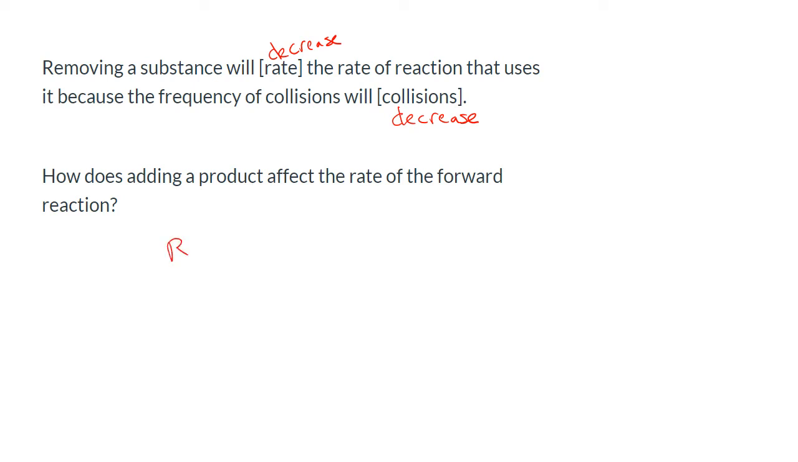Well, we have reactants in equilibrium with products. The forward reaction uses reactants. So if you add a product, the forward reaction at that moment doesn't know that. It wasn't using the products. Adding a product would affect the rate of the reverse reaction, because the reverse reaction is like, oh, hey, more product. All right, let's get more frequent collisions. Let's speed up in the reverse direction.